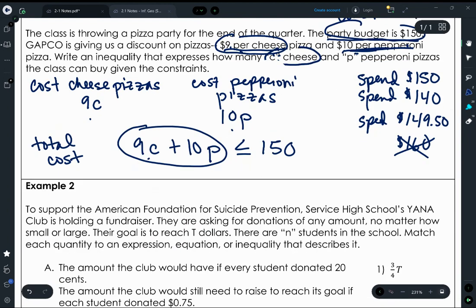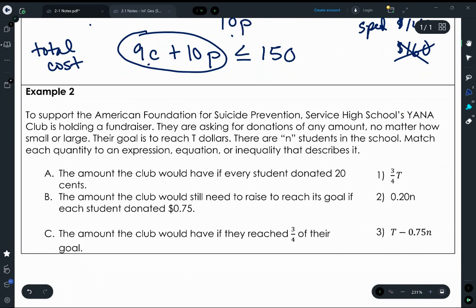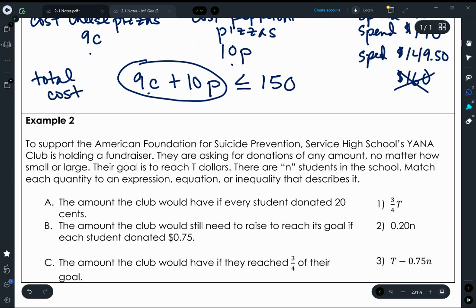So for your last step here, in our last example, we're just doing some matching. So let's go ahead and read through this. To support the American Foundation for Suicide Prevention, Service High School's Yana Club, that's You Are Not Alone, is holding a fundraiser. They're asking for donations of any amount, no matter how small or large. Their goal is to reach T dollars. So T dollars is the amount of money we want to have. Okay, there are N students in the school. Match each quantity to an expression, equation, or inequality that describes it.